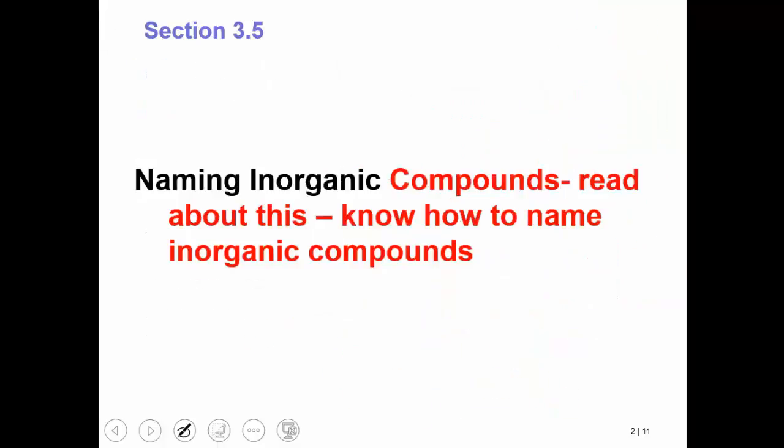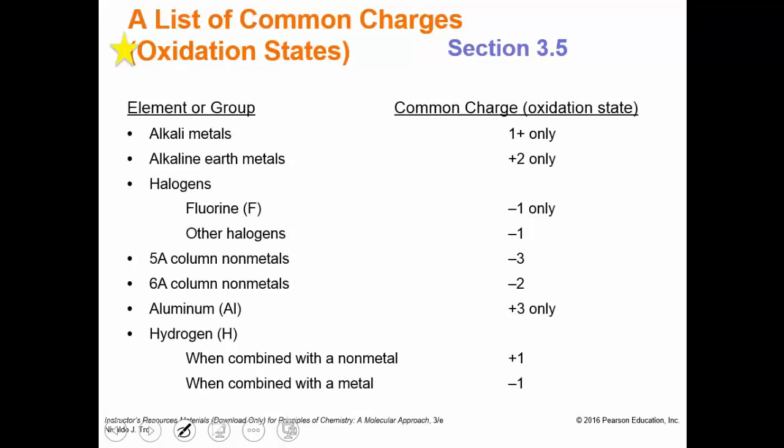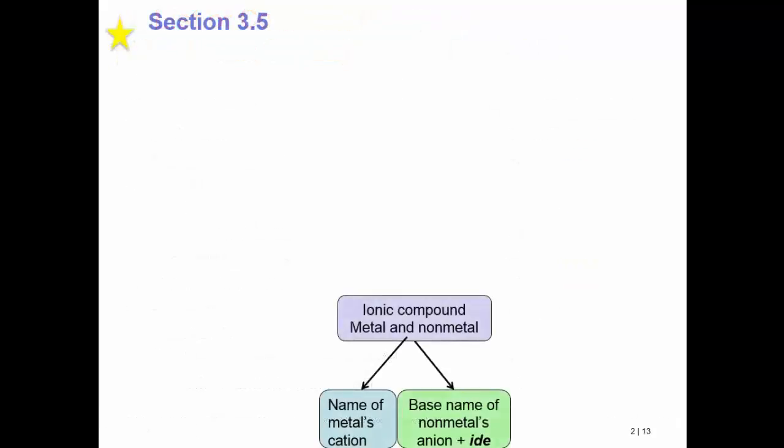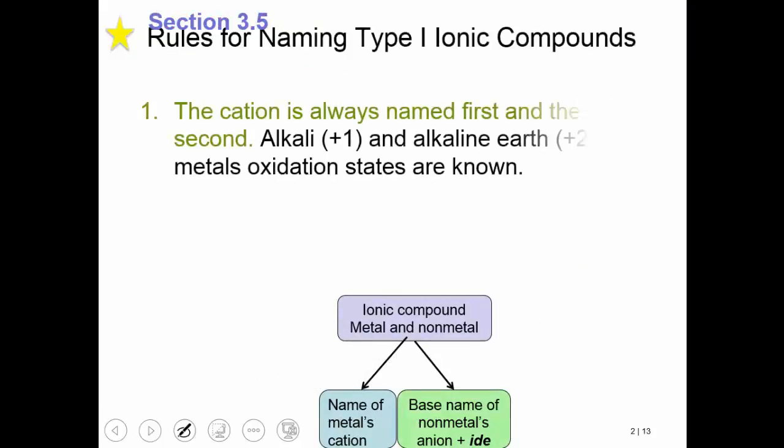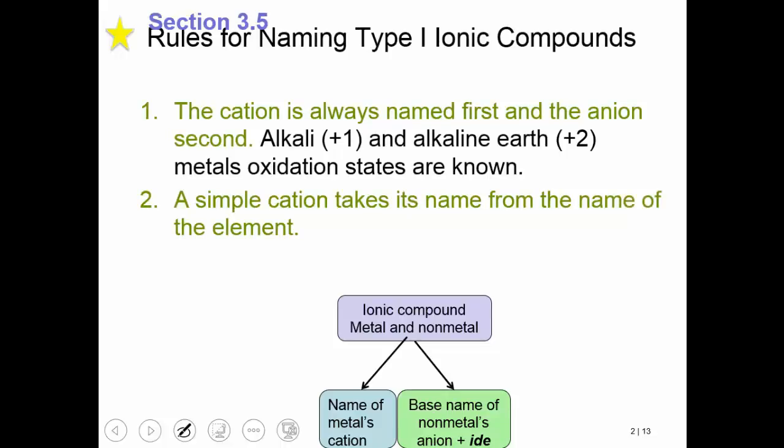Okay. Now, naming inorganic compounds, you're going to want to read this as well as listen to the video. Now, this goes through oxidation, or the charges that most things get. So +1s and +2s, group 1 and group 2. With the halogens, they're typically a -1, -3 for group 5s, -2 for group 6s, things like that. Now, this just goes through some pictures on how to name things. And so the cation is always named first when we're naming an ionic compound.